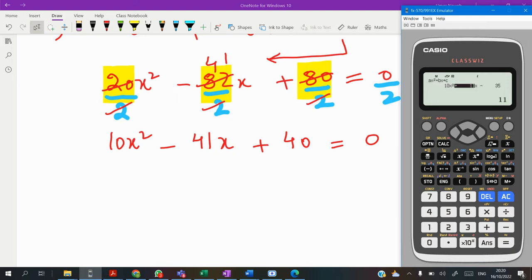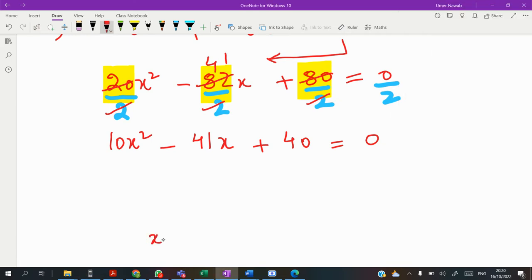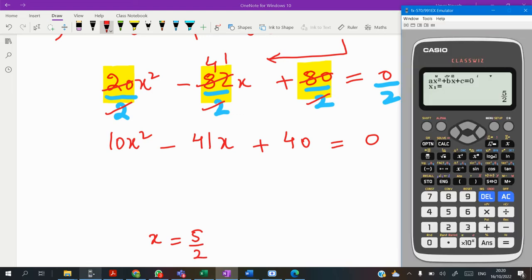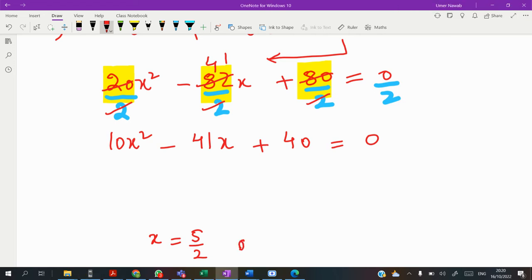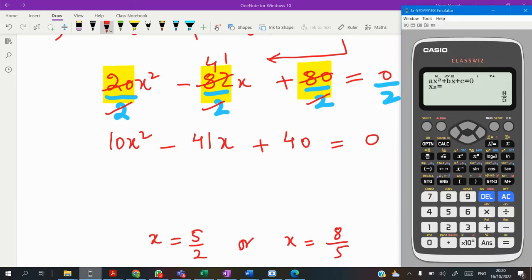Enter 10, enter negative 41, then 40. Now the calculator gives you one answer, 5 over 2. So I'm leaving some space in between them, and here I'm writing x is equal to 5 over 2. And the second root is x is equal to 8 over 5. Let me confirm.